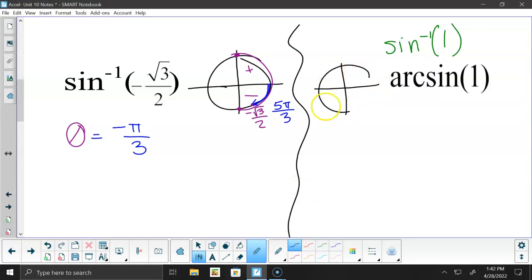If I look at this one, does it help when I draw in the little circle and then highlight it? So I'm focused here and here. Where is the sine a positive 1? Pi over 2 up at the top. Yep, that's the answer.